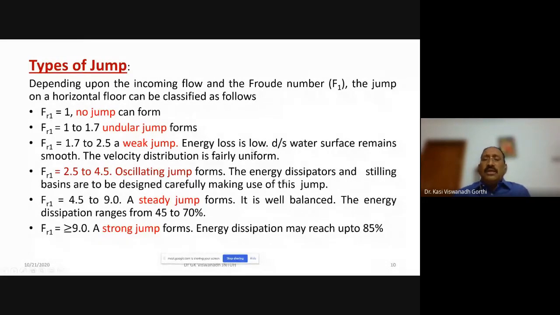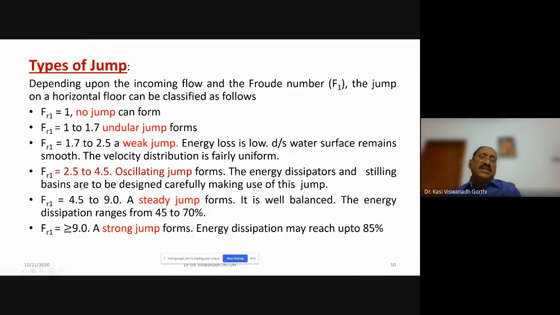Energy loss is low. Downstream water surface remains smooth. The velocity distribution is fairly uniform. If the value of the Froude number is between 2.5 to 4.5, it is known as oscillating jump. The energy dissipators and the stilling basins are to be designed carefully, making use of this jump.